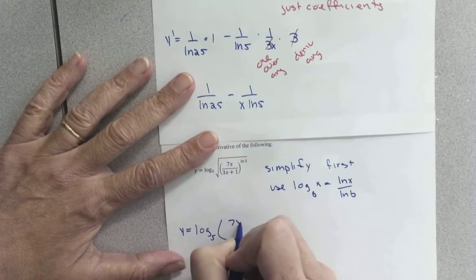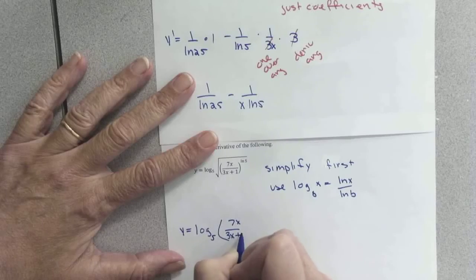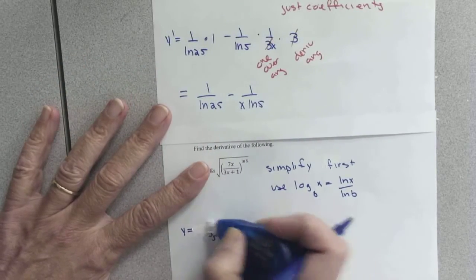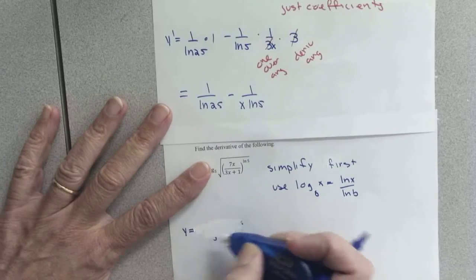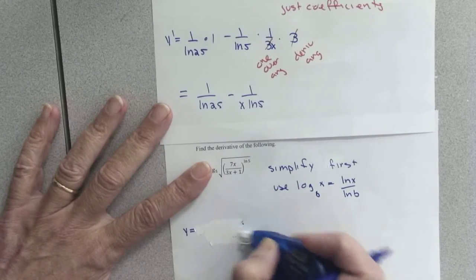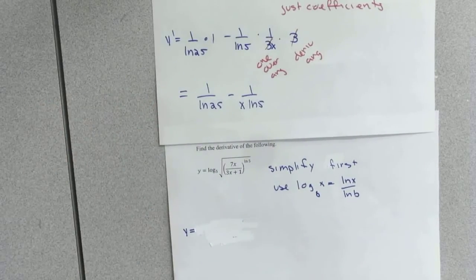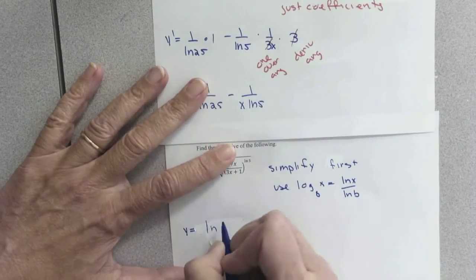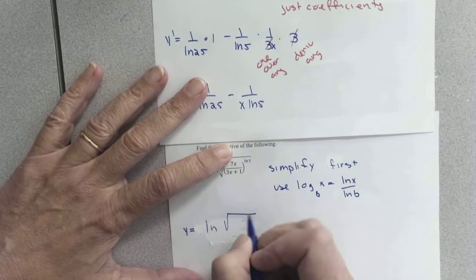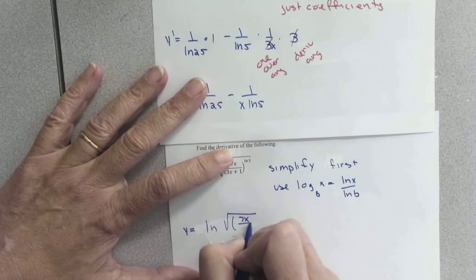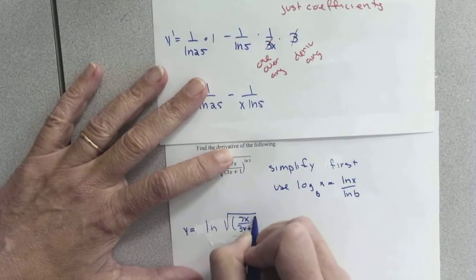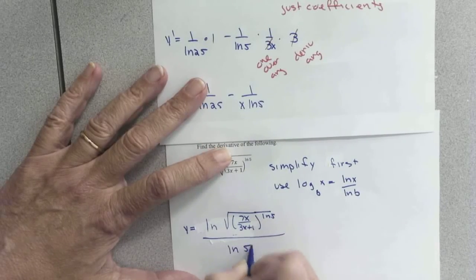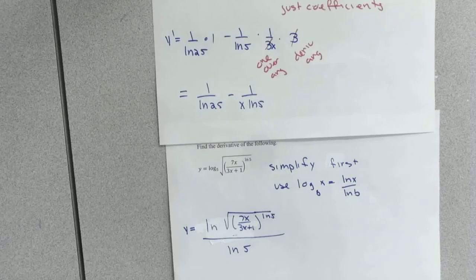Well, it's going to take several simplification steps. We'll go ahead and do that first. There is no one correct way to go through the simplification, but I will go with my change of base formula. And so this becomes natural log of the square root of 7x over 3x plus 1 raised to the natural log of 5, all over the natural log of 5.